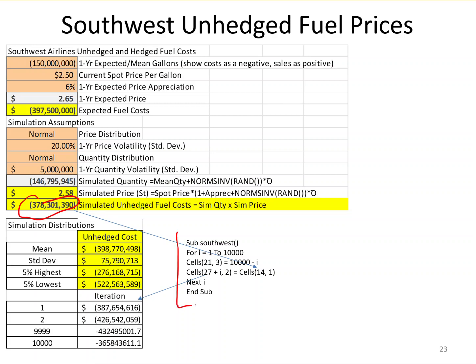We're going to use this macro, which should be in your workbook, called sub Southwest. What it's going to do is take whatever's in this cell and put it in this one, then this one, then this one, then this one. And every time it puts it in there, it recalcs and gets two new random numbers. So let's go take a look.